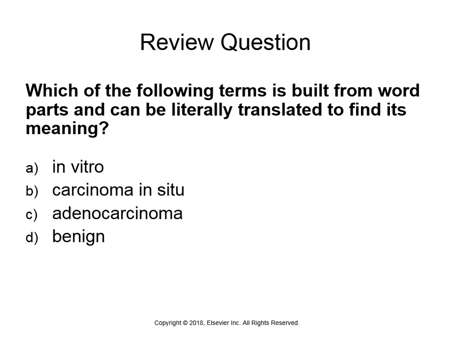Okay, which of these is built from word parts, and you can figure out its meaning? They all look Latin, but you can't use that as the guide. The correct answer is C, adenocarcinoma, cancerous tumor of the gland. The others are technically not built from word parts.